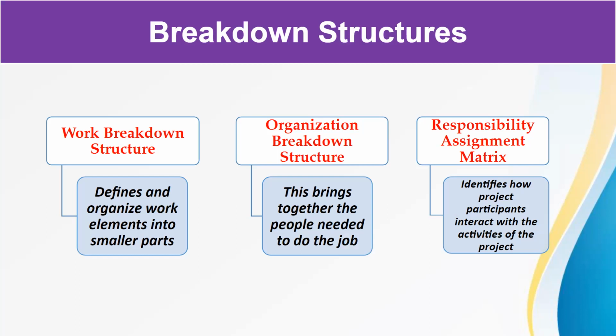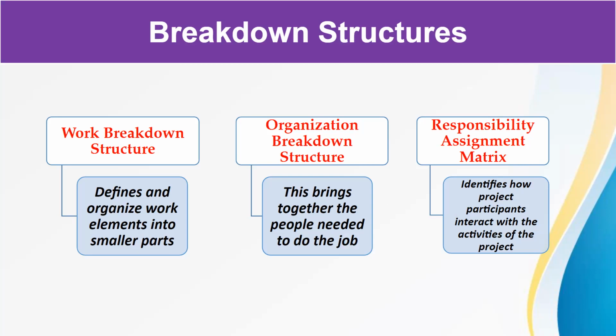That requires us defining the different tasks, organizing them into smaller parts, and assigning them to different team members to implement it. Then we have the organization breakdown structure. This brings together the people needed to do the job. So after we have broken down the different tasks and organized the different work into smaller parts, we now need to assign people to the different parts. So we have the OBS, which is the organization breakdown structure. As we assign the different work, we need to have every team member assigned to the specific job they can do.